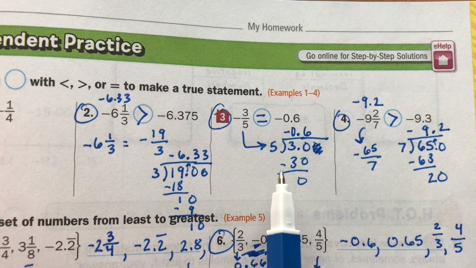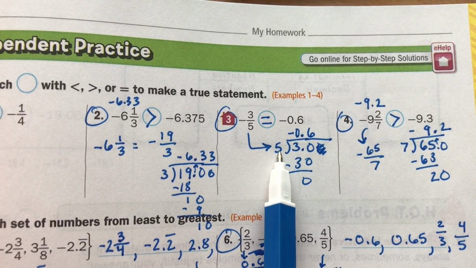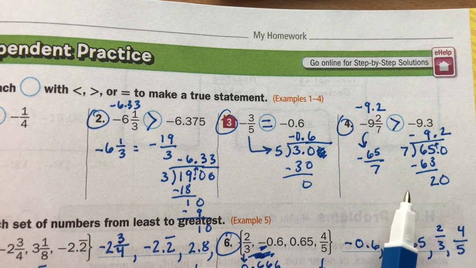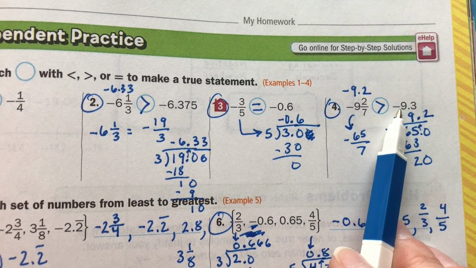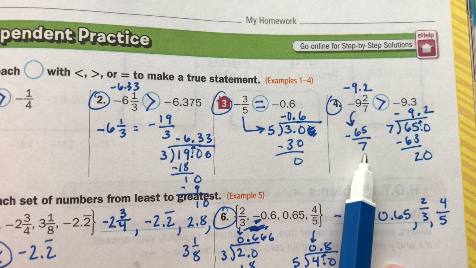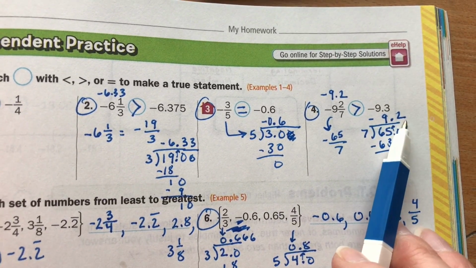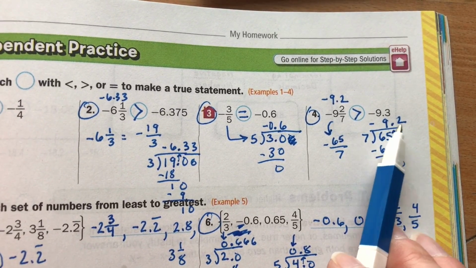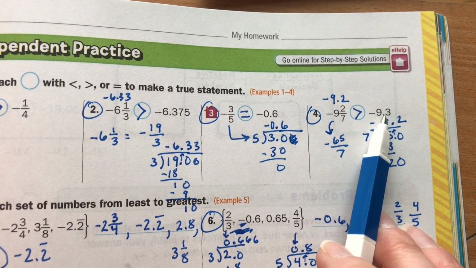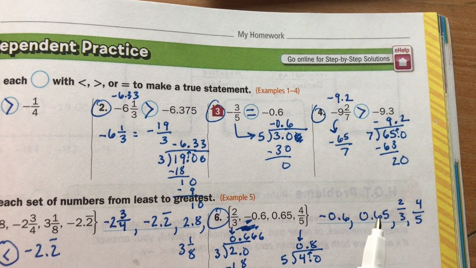Number 3 had 2 negative numbers. So negative 3/5, 3 divided by 5 gave you negative 6/10. So they were equal. And number 4 had 2 negative numbers. This one right here we turned into a decimal. So 9 and 2/7 is 65/7. 65 divided by 7, I just stopped right here because I didn't have to go any further. I could already tell that negative 9 and 2/10 was going to be greater than the negative 9.3. So once I got to that decimal place, I didn't need to worry about going any farther.